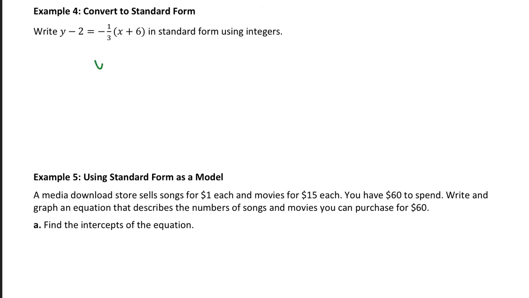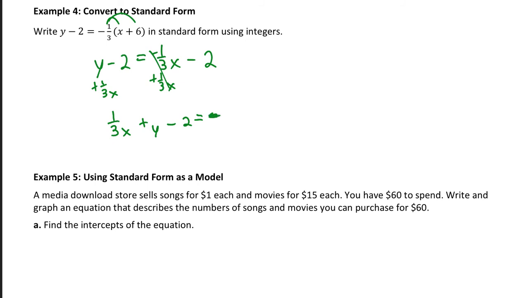So for example 4, to get this in standard form, I'm first going to distribute negative 1/3. So negative 1/3 x minus, this is going to be minus 2, because 1/3 times 6 is 2. To get this into standard form, I need to get x and y on the same side. So my first step is going to be to add 1/3 x to both sides.